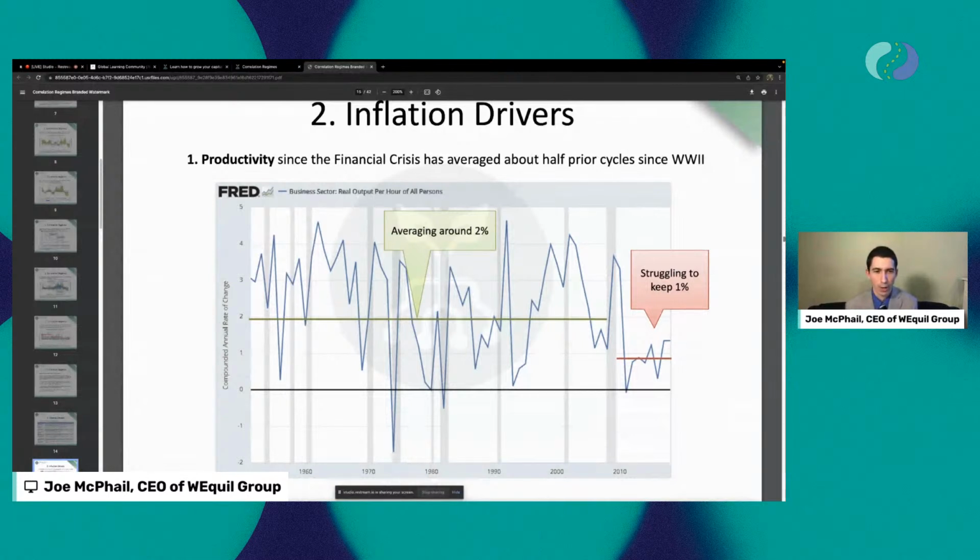Many different theories were put out there. It's too early to tell what kind of impact the pandemic is going to have on productivity. This really isn't a key driver of our concerns with inflation, but it is an important one.